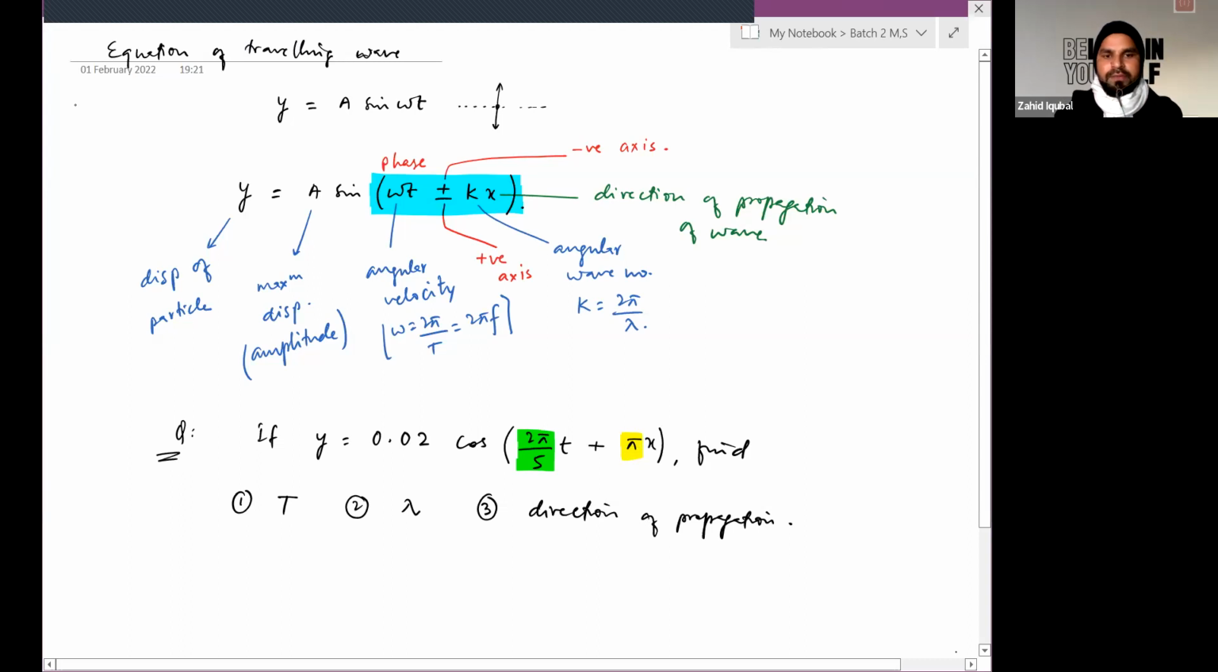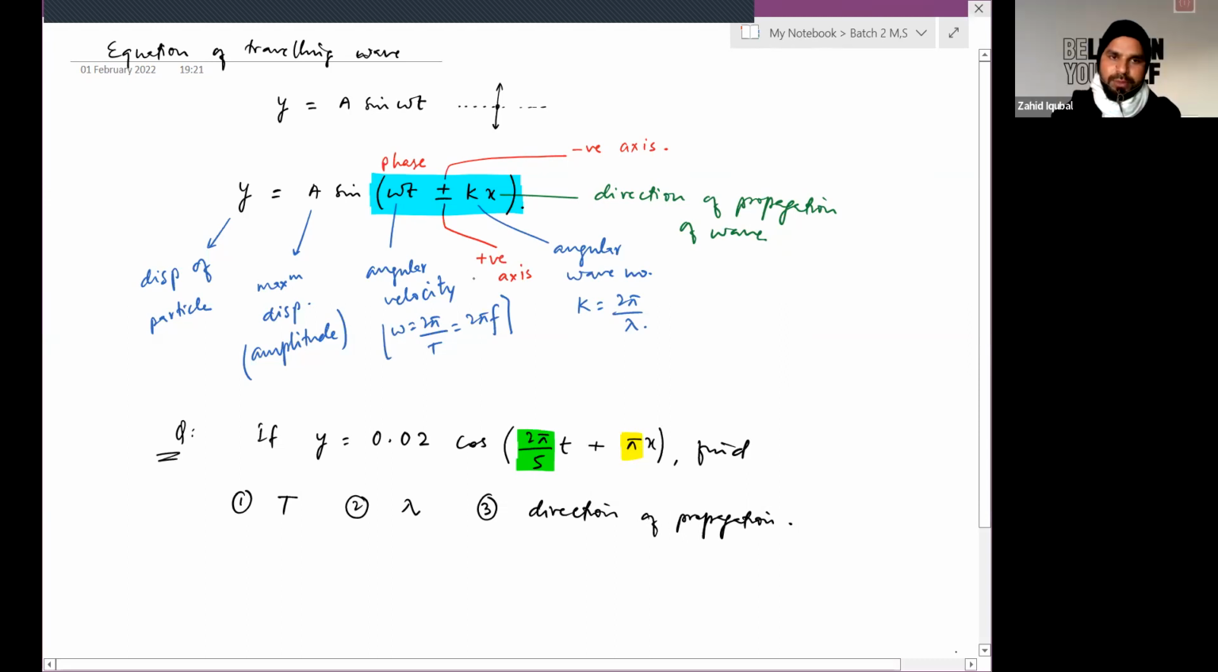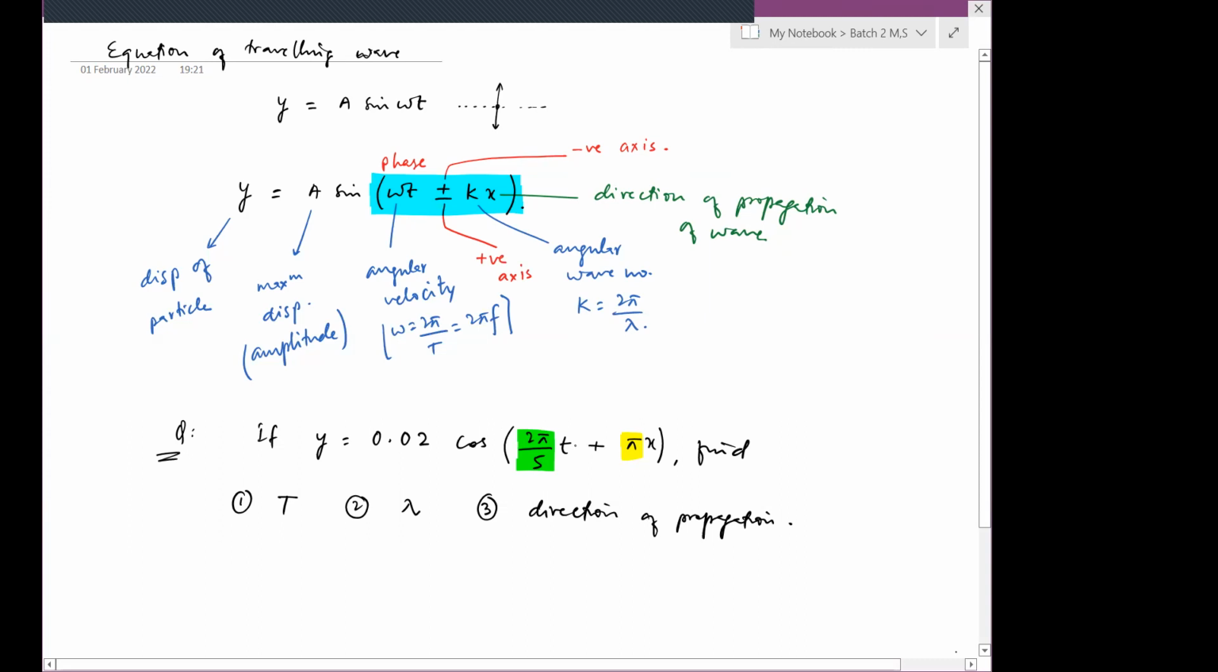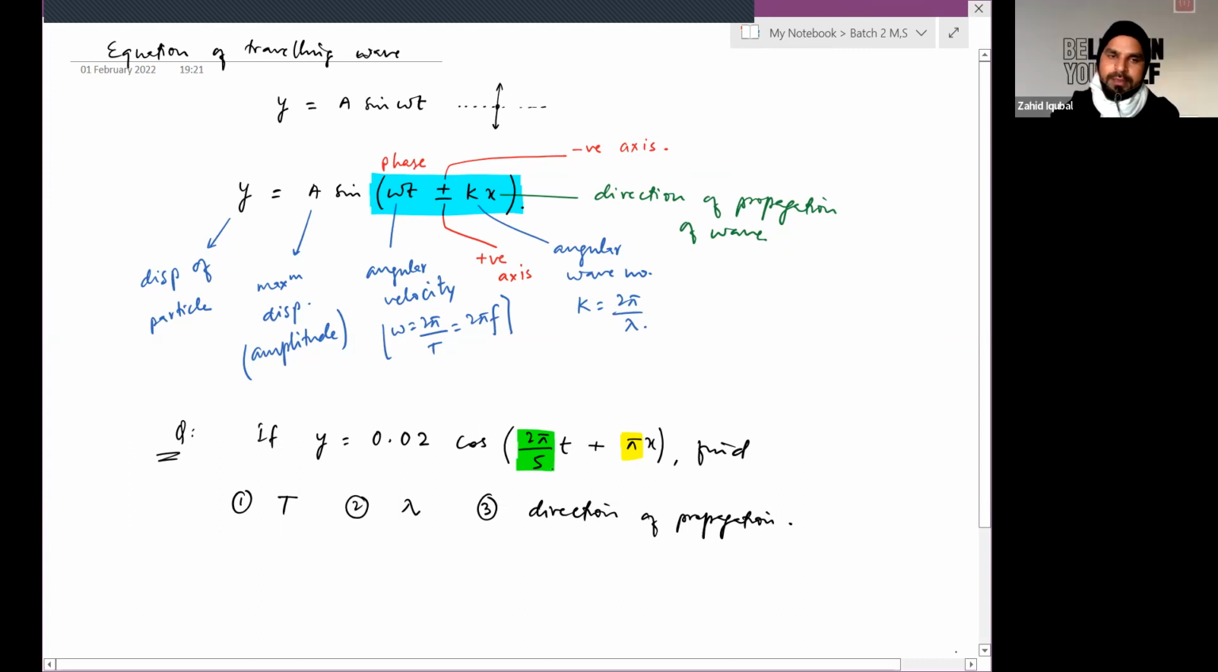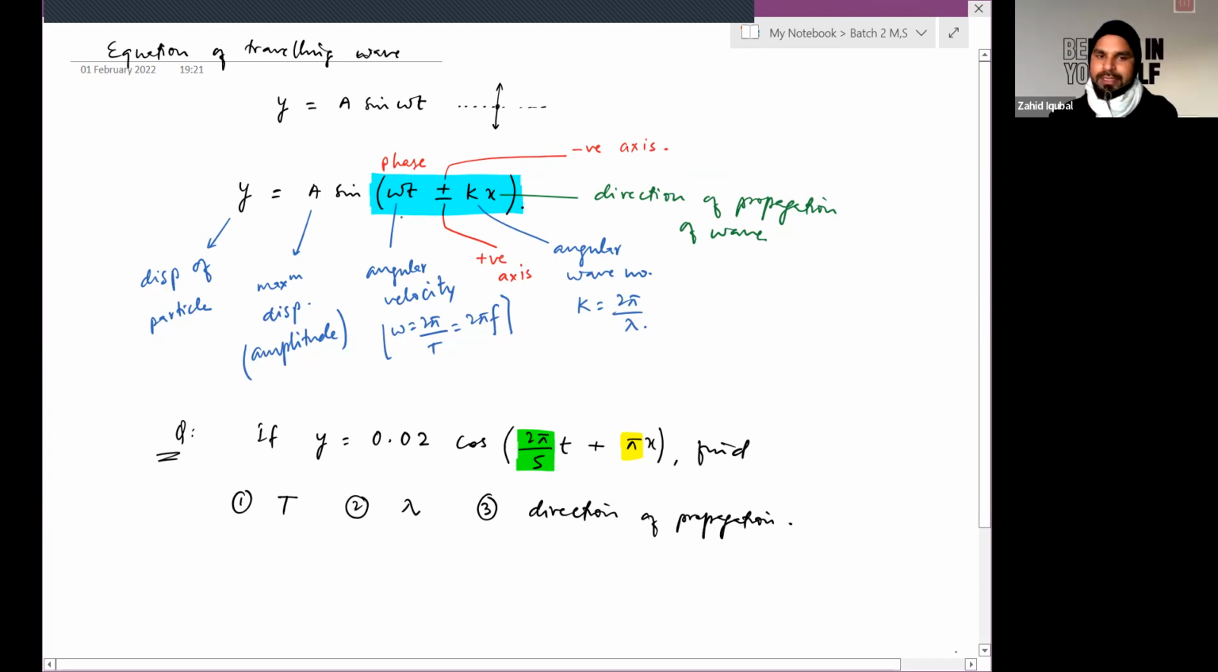So, Myra, any doubt while solving? We just have to substitute the value. Yeah, just compare these two equations. First, for coefficient of t, we have 2 pi by lambda, but in above equation, coefficient of t is nothing but omega. So on comparing, you can say omega is 2 pi by 5. Okay? Yes. So from this part, if you equate it to 2 pi by T, you'll get time period. Similarly, coefficient of x is called k. So if you substitute k equals 2 pi by lambda, you will get lambda.